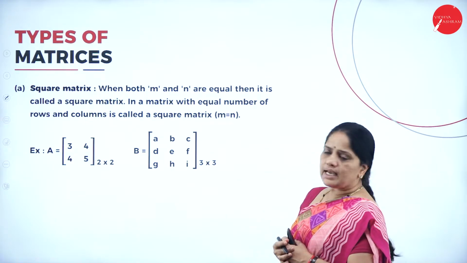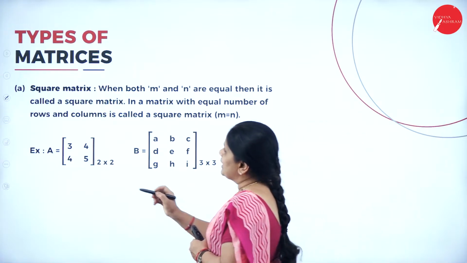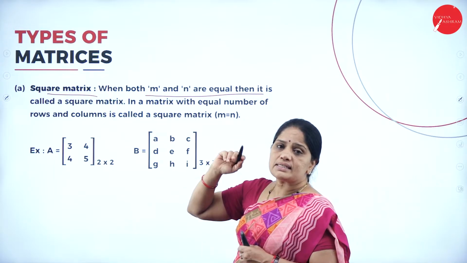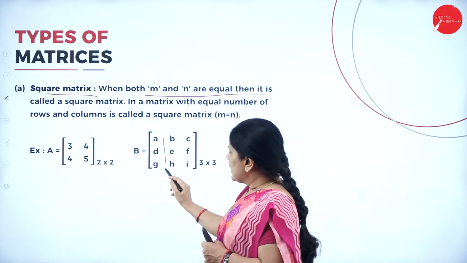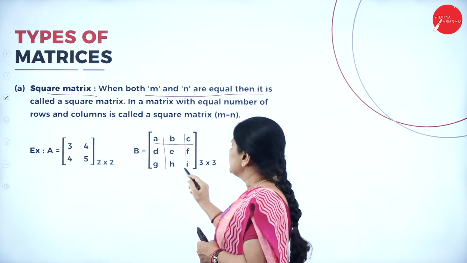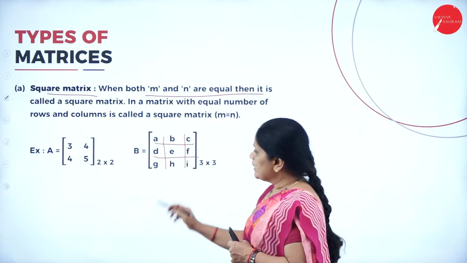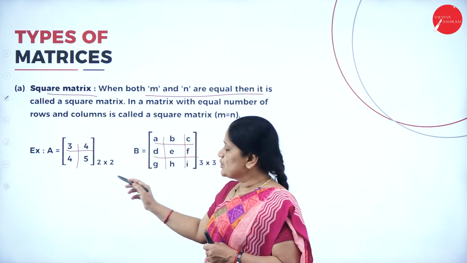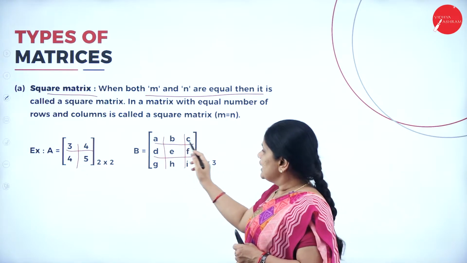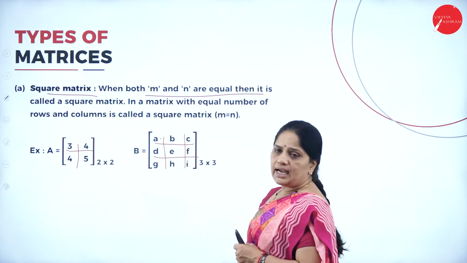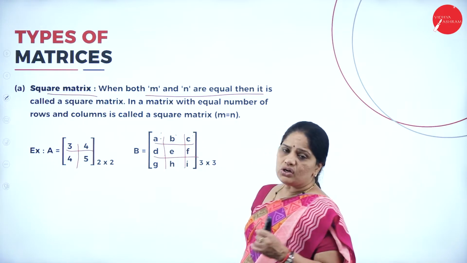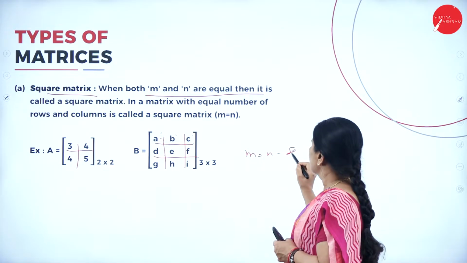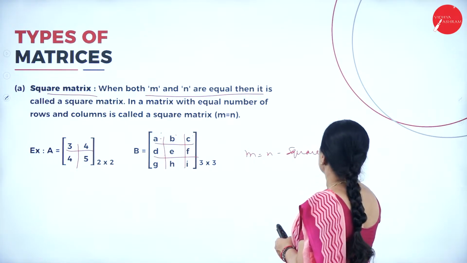Then the next type of matrix is a square matrix. So, square matrix, when both M and N are equal, it is called as a square matrix. So, the number of rows should be equal to the number of columns. If you can observe here, in this matrix we have 2 rows, 2 columns. In this matrix we have 3 rows, 1, 2, 3 and 3 columns, 1, 2, 3. So, when the M equals N, we call it as a square matrix.